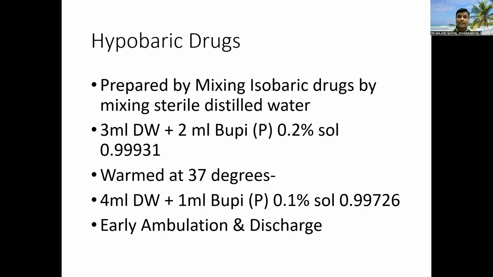So how do we measure the baricity of that drug? If you add 3 ml of distilled water to 2 ml of plain bupivacaine, the 0.2% solution will give you a baricity of 0.99931. And if you warm this plain isobaric drug to 37 degrees, it will again have a hypobaricity of 0.99931. If you add 4 ml of distilled water to 1 ml of bupivacaine, the baricity will decrease further and go down to 0.99726. The main advantage of hypobaric drugs is early ambulation and discharge.